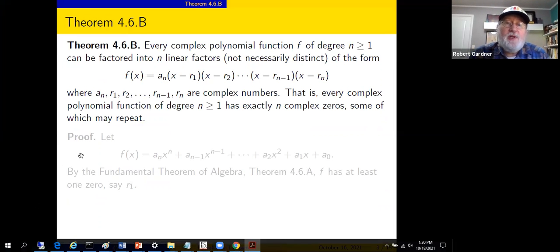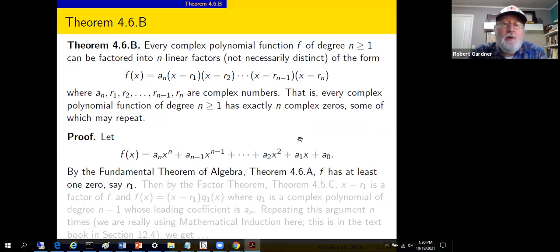Okay, so the claim is every complex polynomial function f of degree n greater than or equal to 1 can be factored like this, using complex numbers as explained. All right, so start with f of x given, an n degree polynomial with complex coefficients. Accepting the fundamental theorem of algebra as we stated it, f has at least one zero. Let's call it r sub 1.